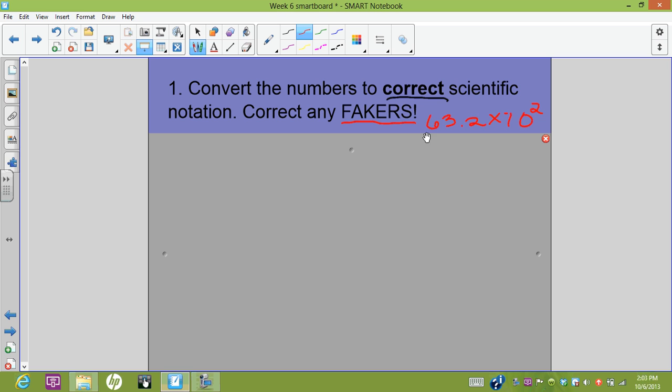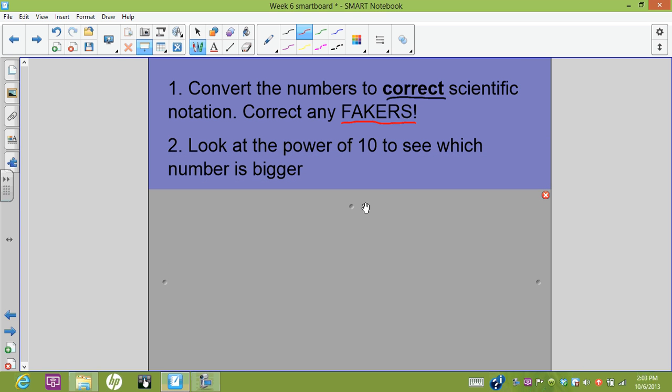63.2 times 10 to the second. This is not truly in scientific notation because the decimal part of my scientific notation is not a number between 1 and 10. It's actually 63.2, and that is not okay. This is not scientific notation. So the first thing we have to do is turn all of these fakers into numbers that actually are scientific notation. And I'll show you how to do that in just a few minutes once we're done getting these notes down. So step one is convert them to correct scientific notation.